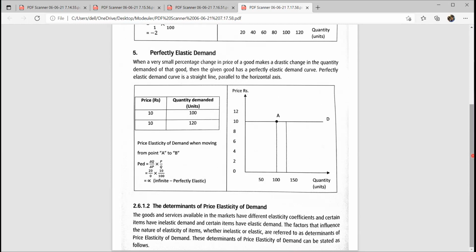Right. First of all, the goods and services available in the markets have different elasticity coefficients, and certain items have inelastic demand and certain items have elastic demand. The factors that influence the nature of elasticity of items, whether inelastic or elastic, are referred to as determinants of price elasticity of demand. These determinants can be stated as follows.